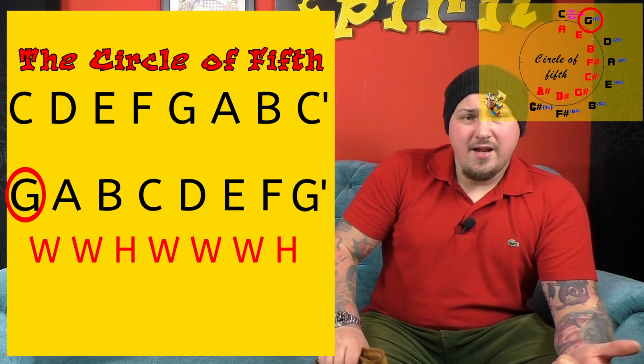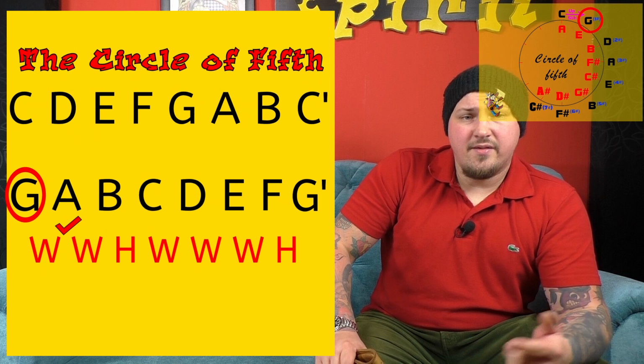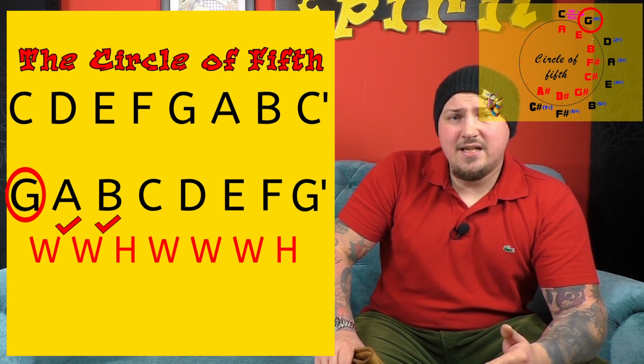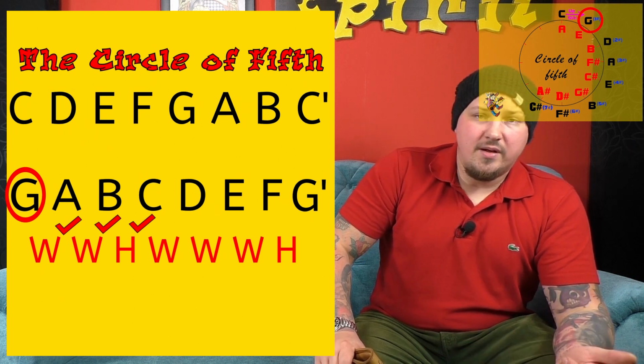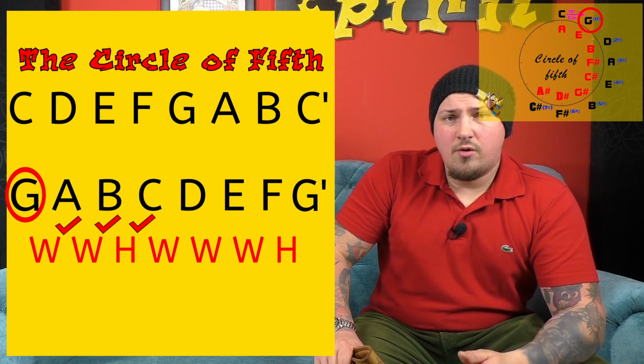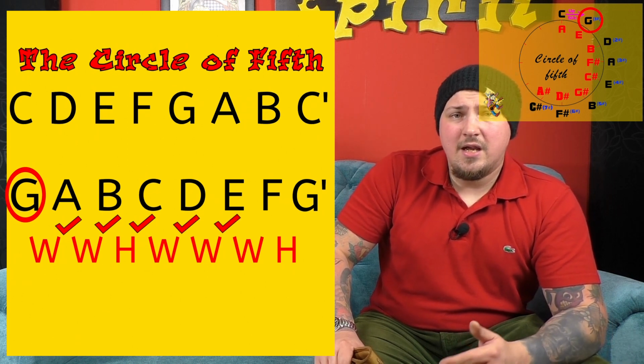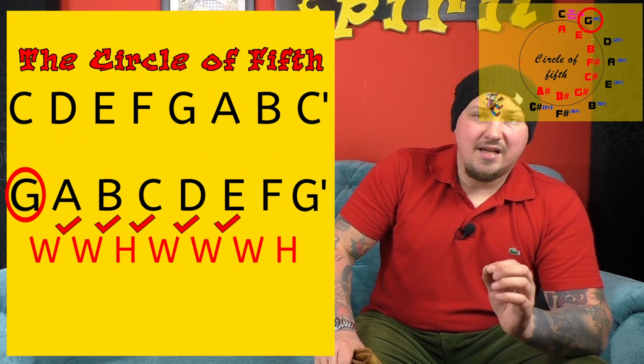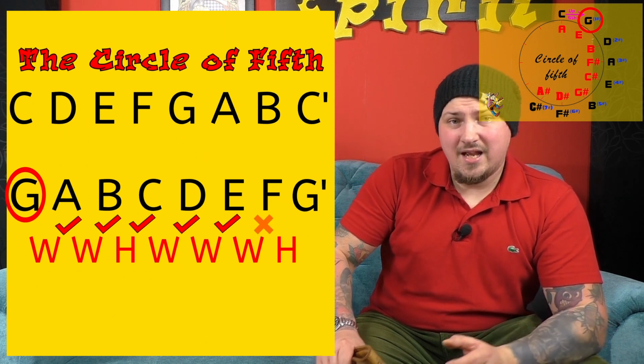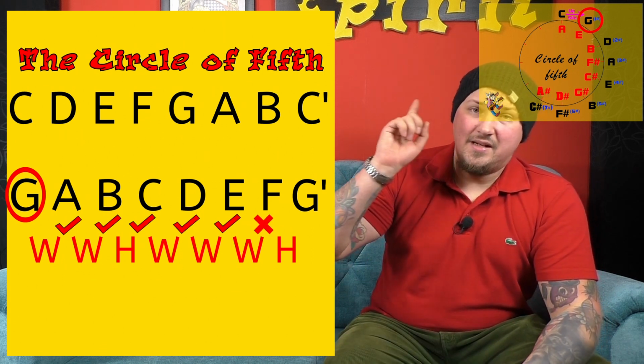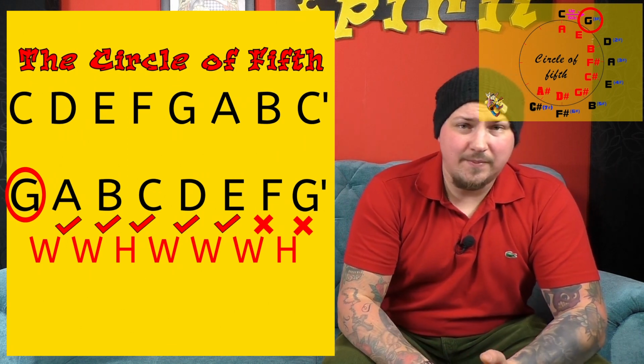Between the G and the A, it's a whole step. Between the A and the B, it's a whole step. Between B and C, it's a half step. Between C and D, it's a whole step. Between D and E, it's a whole step. Between E and F, it's a half step. And between F and G, it's a whole step.